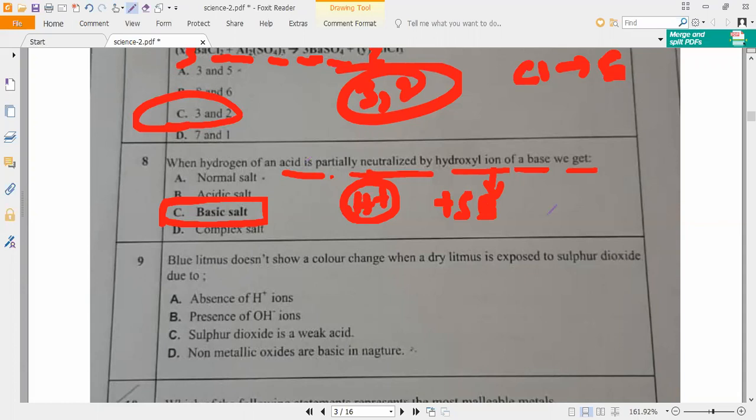Now you remember, hydroxyl means OH ions only, not any other new thing. Both are the same. Do you understand? So be very careful. Clear, guys? OH ions only. Okay? Any doubt in this?